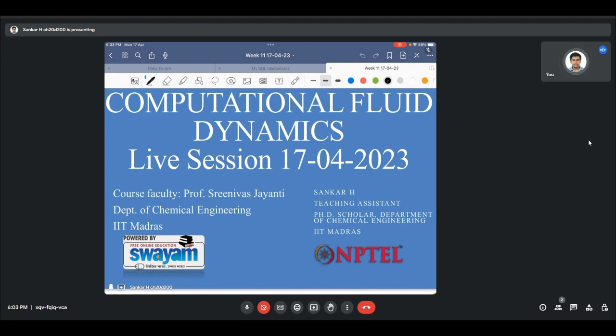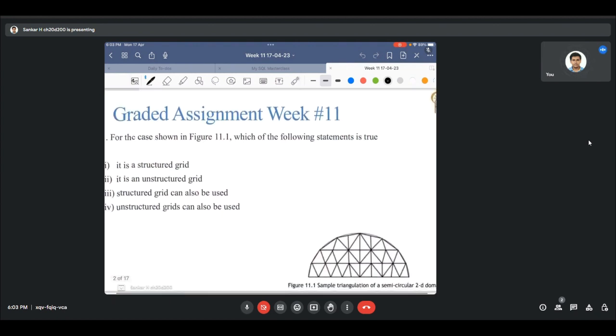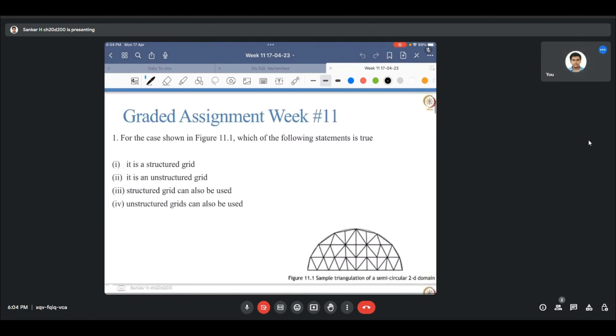Let's start with the graded assignments for week 11. This week we are doing the analysis of structured and unstructured grids, and also the introduction to the finite volume method. So let's get started with the first question.